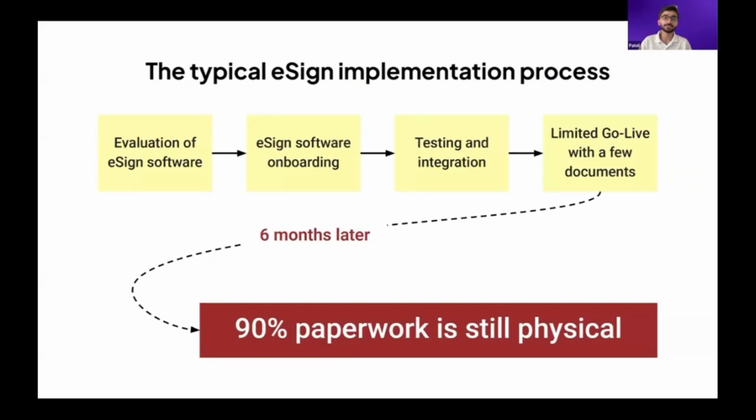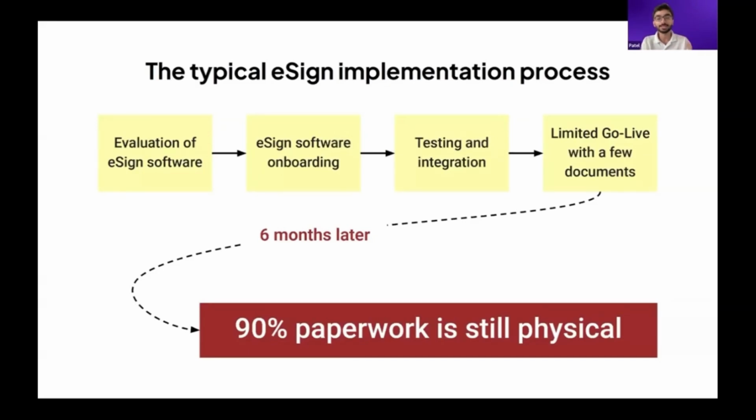And then 6 months later, you are stuck where you started, right? You're unable to actually scale up. People on the ground in your branches are still using the physical flow, they're not using the digital flow. You are basically largely still default paper, right?